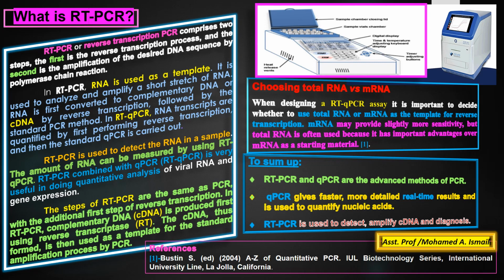qPCR gives faster, more detailed, real-time results and is used to quantify nucleic acid, whilst the RT-PCR is used to detect and amplify cDNA and for diagnosis, such as, of course we all know, one of the most important techniques that was used in the diagnosis of SARS-CoV-2, the virus that causes coronavirus disease.